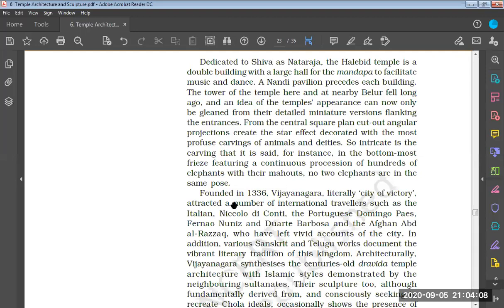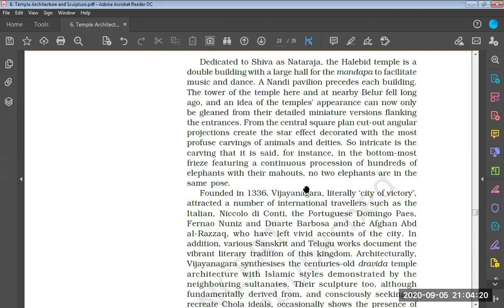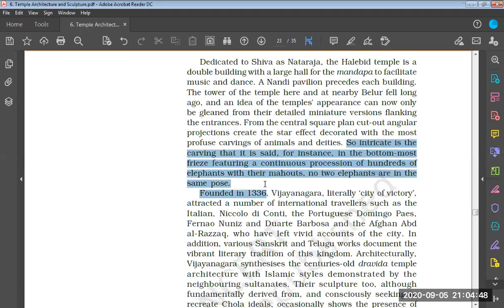From the central square plan, cut-out angular projections create a star effect decorated with the most profuse carving of animals and deities. So intricate is the carving that, it is said, for instance, in the bottommost frieze, featuring a continuous procession of hundreds of elephants with their mahouts, no two elephants are in the same pose. So this is also one interesting feature: there are so many animals, but they are not in the same position or pose. This is a Nataraja at Halebid.